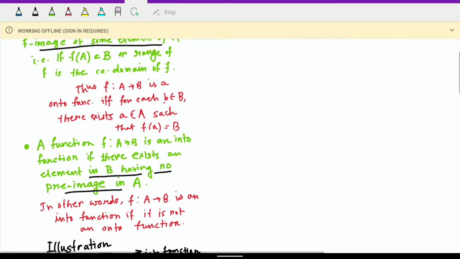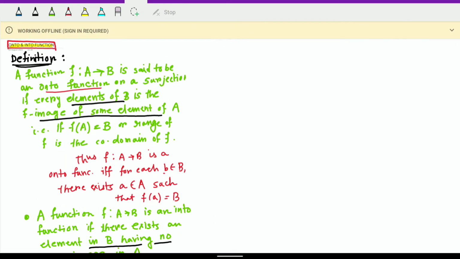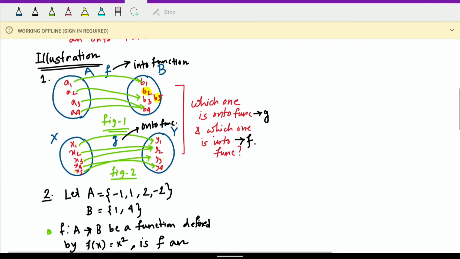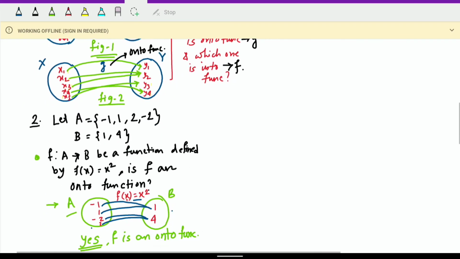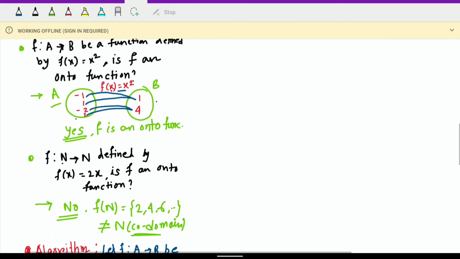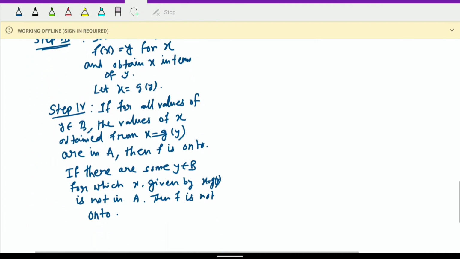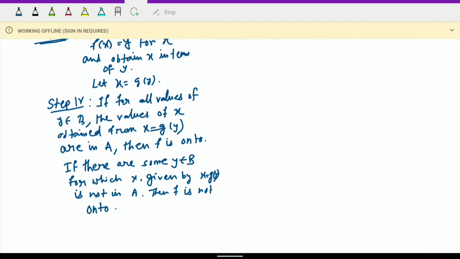Okay, so that's all for today's session. If you want to write down, then go ahead. Please take the screenshot. Okay, definition of onto and into. Now illustration number 1, illustration number 2, and there are 2 questions, then the algorithm. So that's all for today's session. Okay, take care, bye bye.